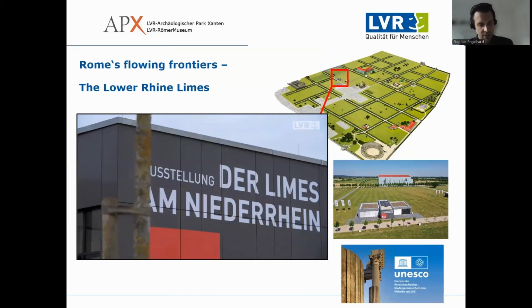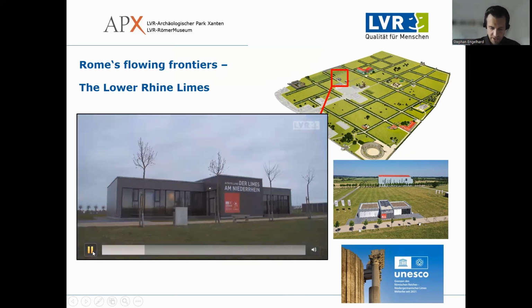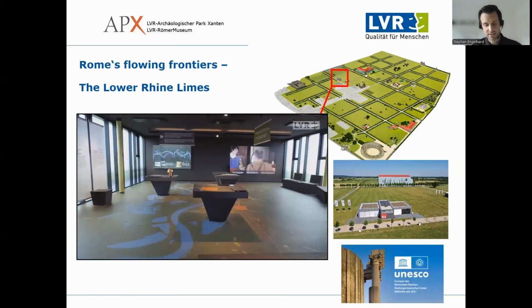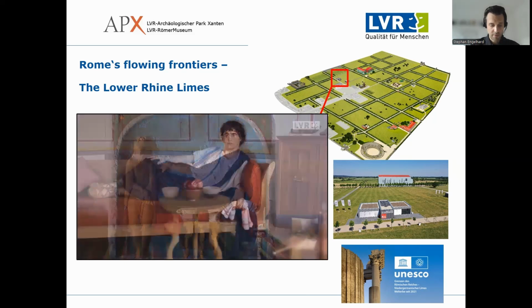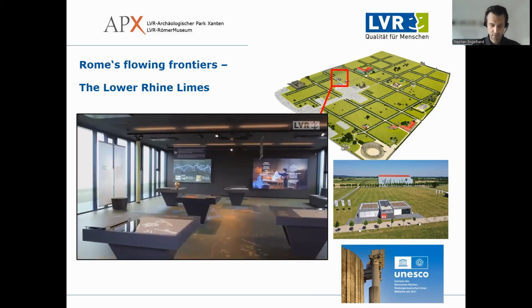In July 2021, the Colonia Ulpia Traiana became part of the UNESCO World Heritage as one of 44 archaeological sites on the Lower German Limes. A new permanent exhibition was conceived to mediate the latest results of archaeological research on the Roman military sites on the Lower Rhine Limes.